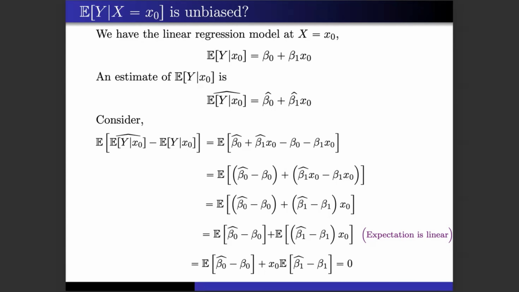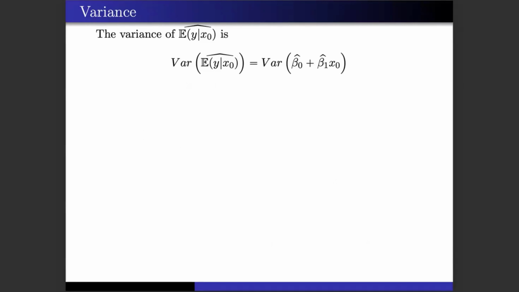And thus, we have that an estimate of expected value of y given x naught, which is equal to beta naught hat plus beta 1 hat x naught, is unbiased. Once we have proved that it is unbiased, the next thing is to find the variance of this estimate. Variance of an estimate of expected value of y at x naught.